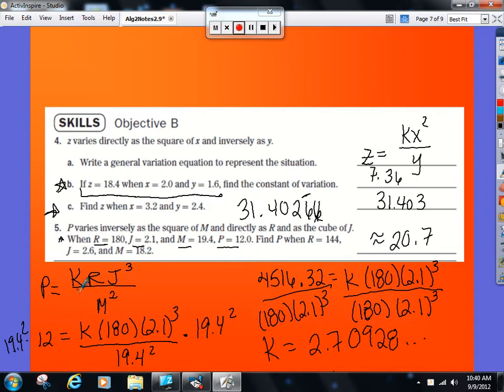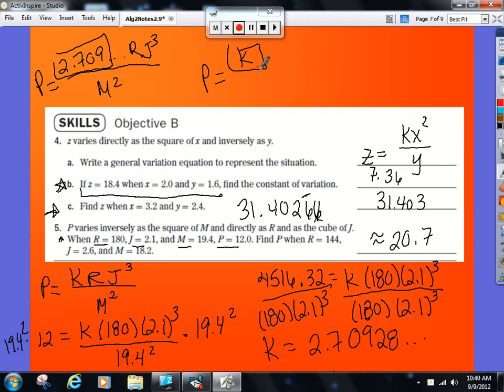I plug that back into the equation. Let's go up here now. P equals, keep all that in your calculator, R J to the third over M squared. Okay. Find P. So the good news is I'm looking for P, so I can leave that k in there that I already have, that 2.709. I'll just put a box around it so that I know I'm talking about this.